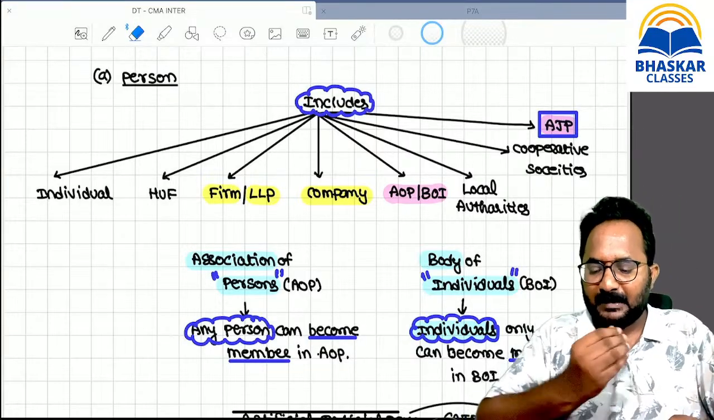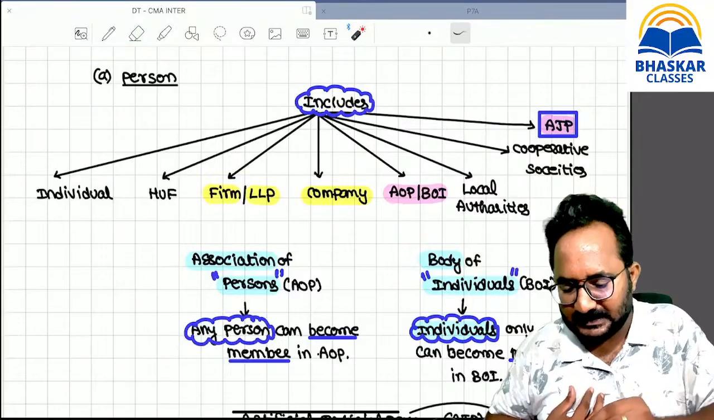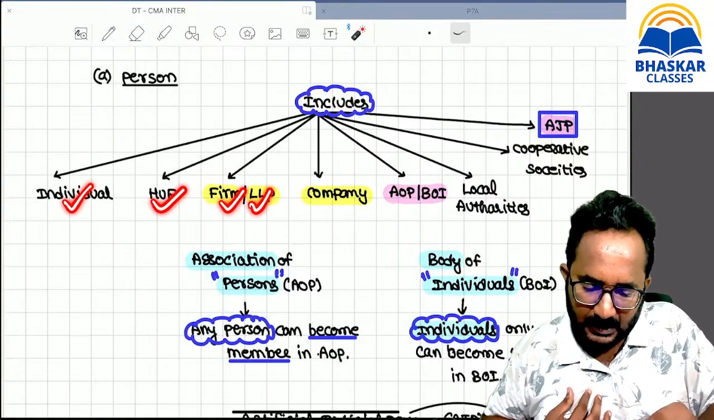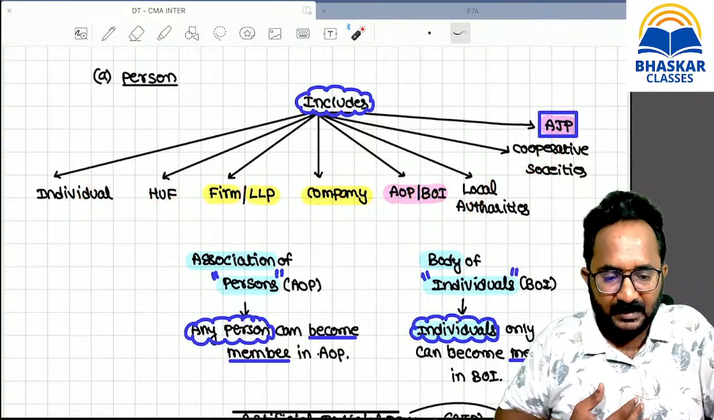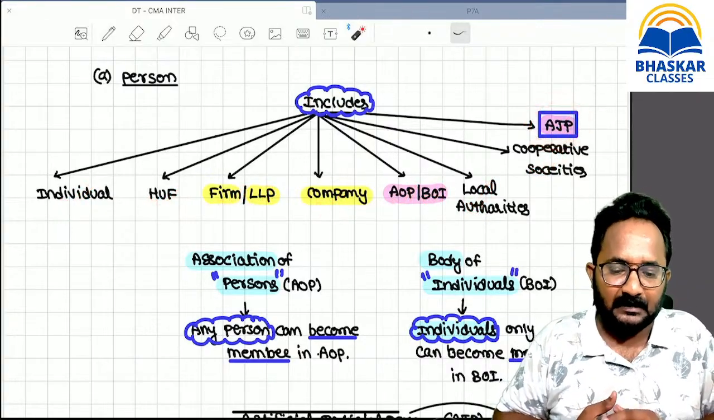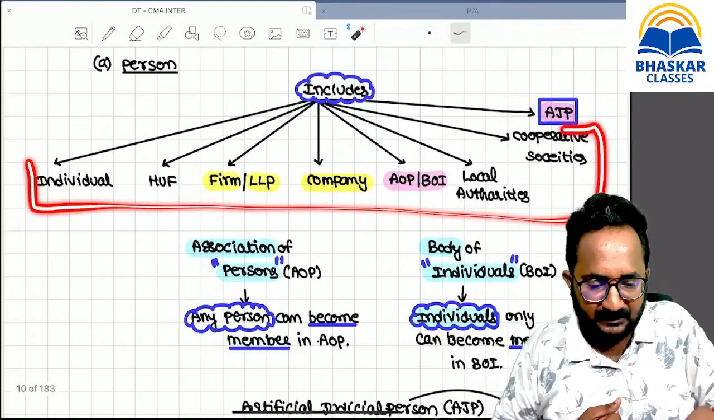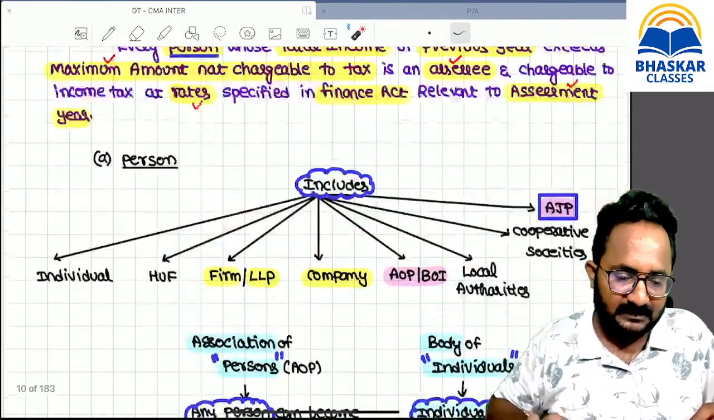So can you repeat the person definition for me? Yes, the person: individual, HUF, firm, LLP, company, AOP, BOI, local authority, cooperative society, AJP. AJP is a residuary category of person. If any person does not have a place in these categories, that person has a place in AJP.